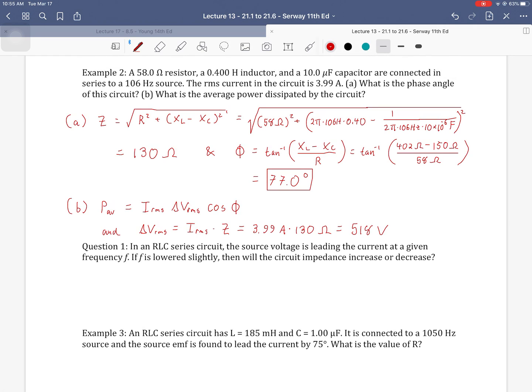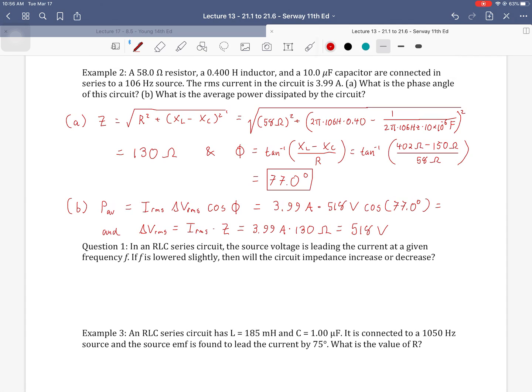Okay, and so that means that our power factor will be our 3.99 amps, that's our IRMS, so our root mean squared current, multiplied by our root mean squared voltage, which is 518 volts, okay? And we could find the maximum values because we just multiply by root 2 to get the maximum values. Again, that just refers to the definition of root mean squared. And then I'll multiply by cosine of 77 degrees. And that is going to be our average power output, which will be measured in watts.